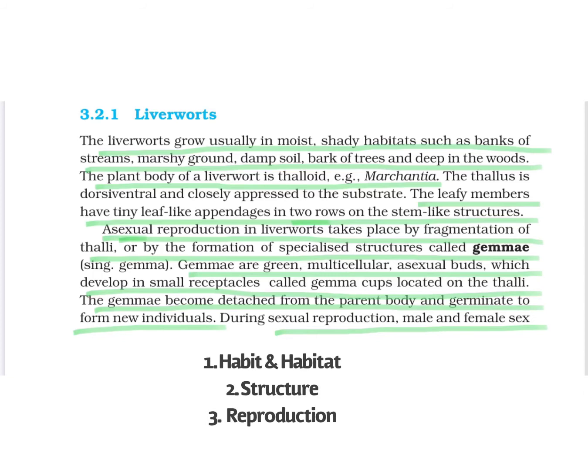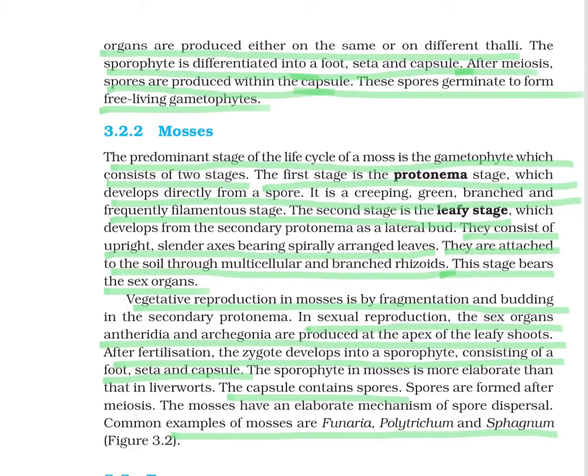If we see the reproductive mechanism, reproduction occurs asexually through fragmentation of thalli, so it breaks and develops into new ones, or by formation of special structures known as gemmae, which are found in the gemma cups. Gemmae are green multicellular asexual buds which develop in small receptacles called gemma cups. You can see in the diagram, they are located on the thallus. These gemmae become detached from the parent body and germinate to form a new individual. So whenever they get detached, they form a new plant body. These gemma cups are important.